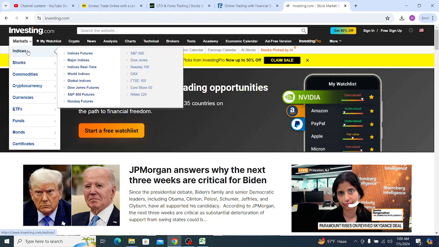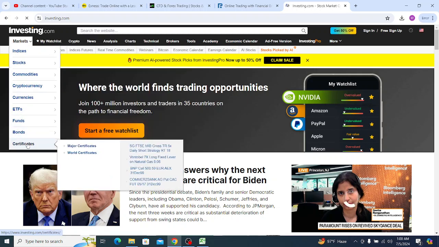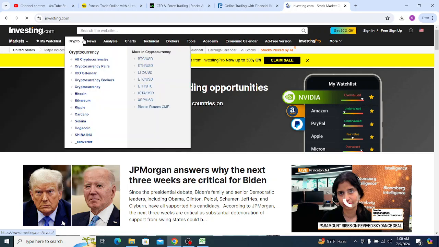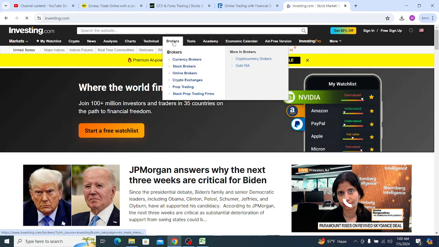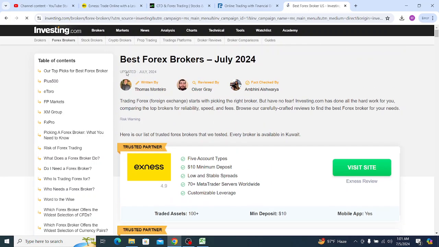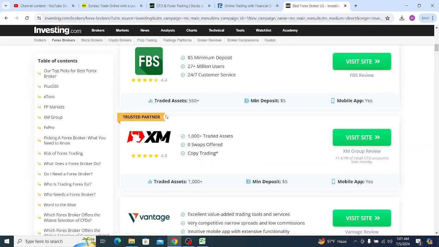Here, if you go to indices, major stocks, there is somewhere brokers. I saw it. Technical brokers. Here we go. If you see here, currency brokers, for example, and you just open the page, you will see the list. I'm sorry, my net is a little slow. You can see the brokers here, like for example, Exness is there, eToro is there, FXTM, FX Pro.